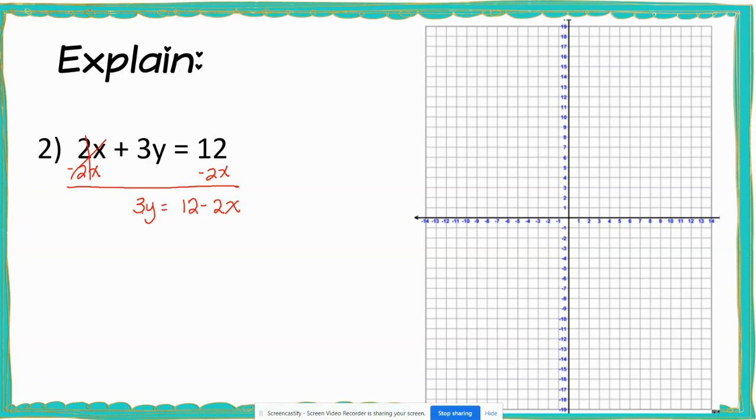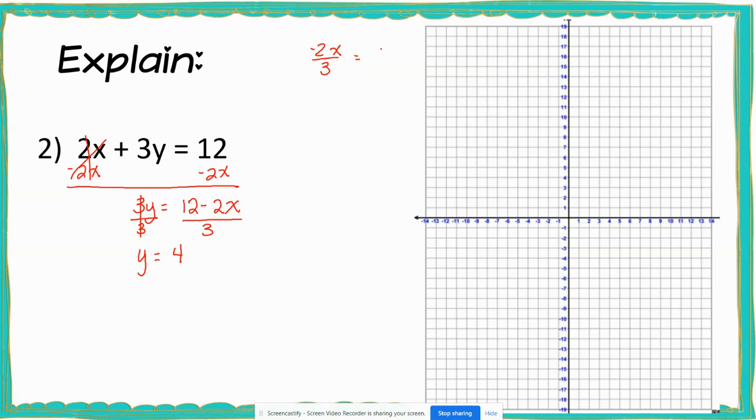Y is still not by itself, so we need to get rid of our 3. So to get rid of our 3, we're going to divide by 3 on both sides of this equation. Our 3's will cancel to leave us with y equals. Well, now remember we have to divide every term by this 3. 12 divided by 3 is 4. And then if you think about negative 2x divided by 3, I cannot divide negative 2 by 3 and get a whole number. So instead, I'm just going to leave it as a fraction.